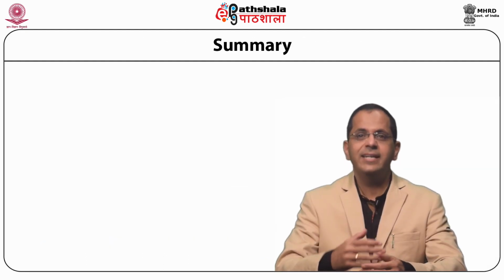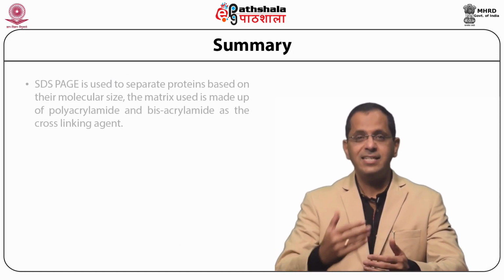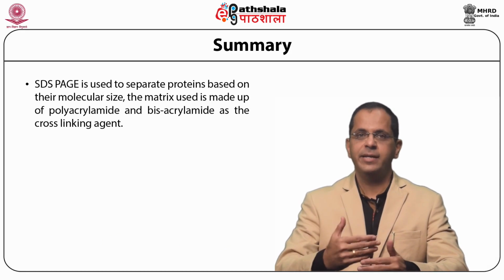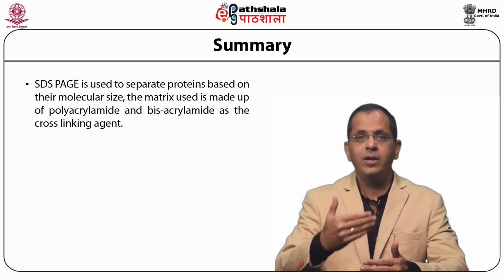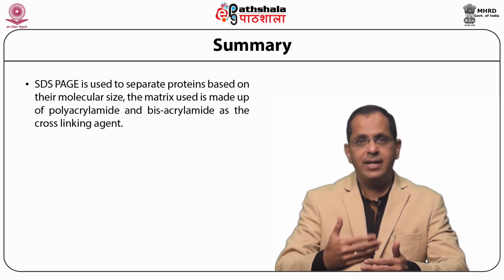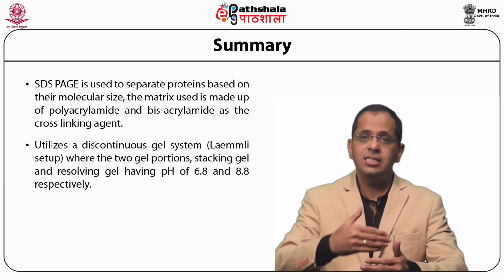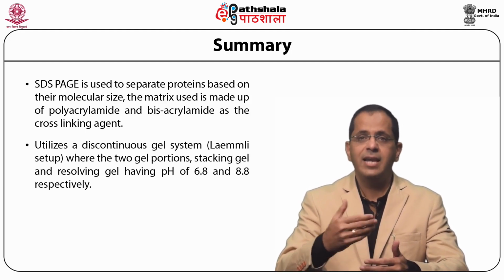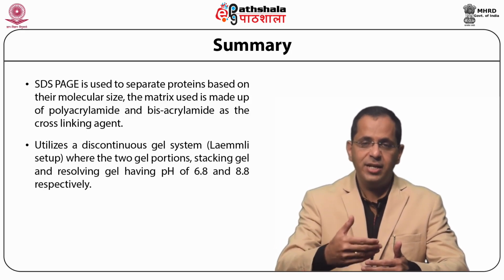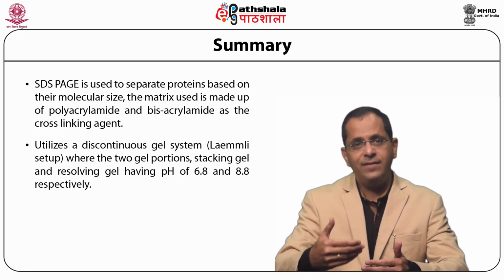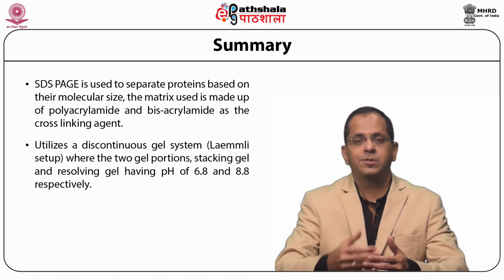So students, let us now summarize what we have learnt in this particular module. SDS PAGE is used to separate proteins based on the molecular size. The matrix used is made up of polyacrylamide and bisacrylamide as cross-linking agents. This utilizes a discontinuous gel system or the lamellae setup where two gel portions, that is the stacking gel and the resolving gel, having pH 6.8 and 8.8 are respectively used.